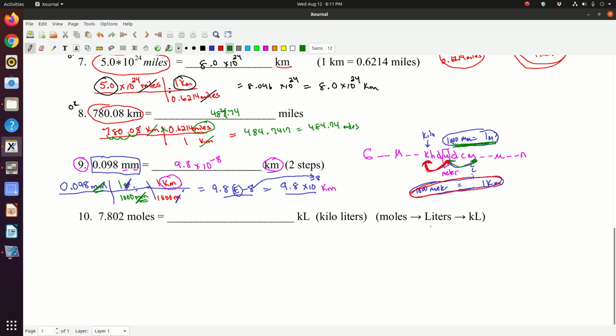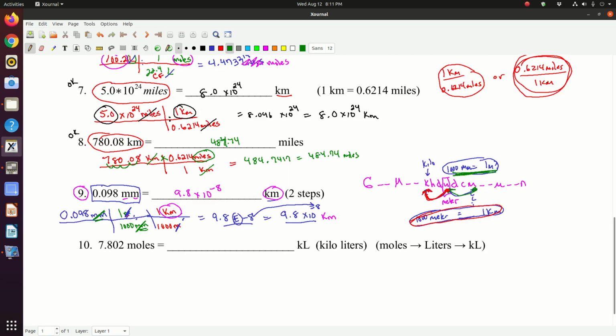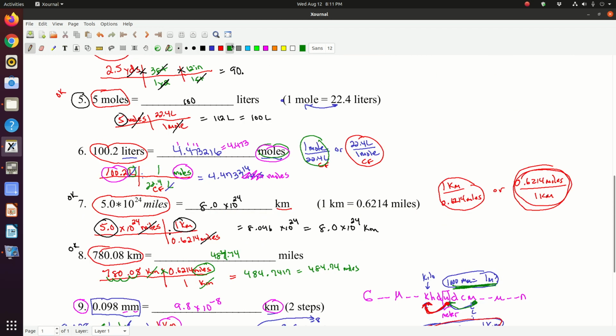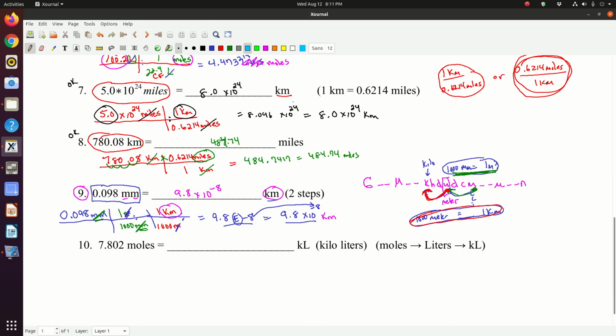I gave you the hint. You're going to turn moles into liters and then liters into kiloliters. So what was the relationship for moles and liters? That's up here at the top. I've already given you the moles and liters relationship. So I want you to use that and liters to kiloliters to try to do this one. I'm going to give you a second. Okay, I'm assuming you've done it. Again, start with what you know, what you're given rather. Never start with the conversion factor.